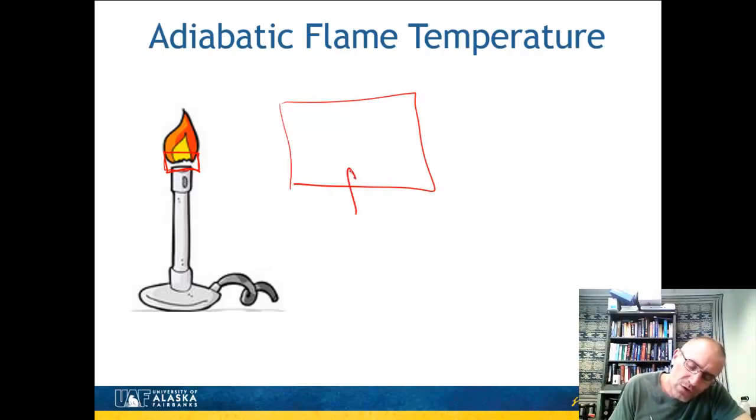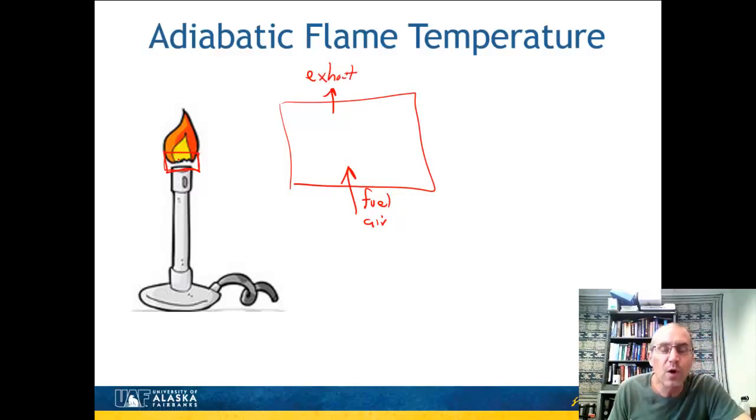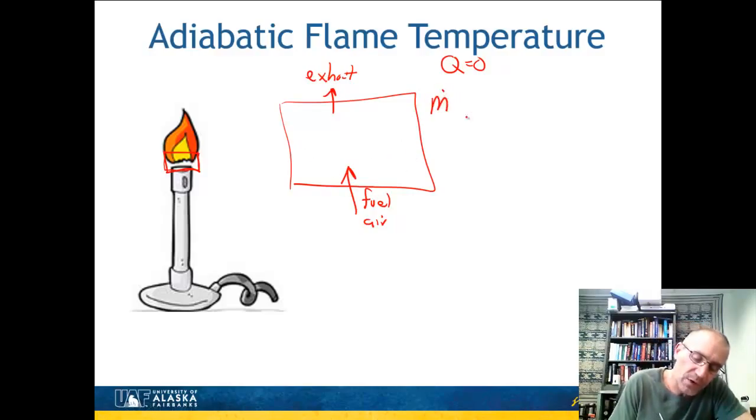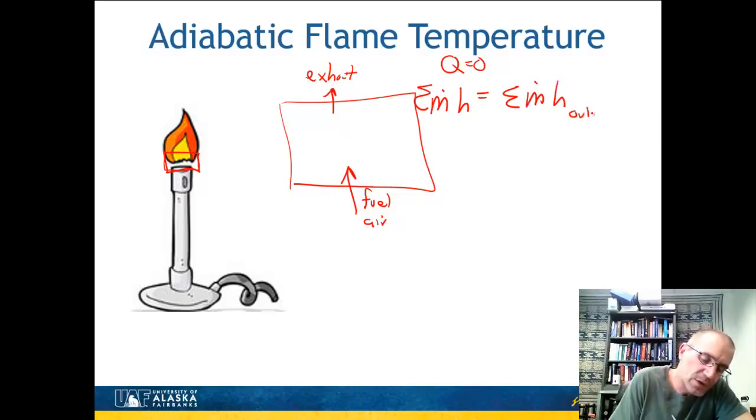What I would have is essentially fuel and air coming in, and then I would have exhaust coming out. And it's fairly small, so there's no chance for heat transfer. So it's more or less adiabatic. We can say Q is equal to 0. And so now this is an open system. The energy going in is going to be the mass flow rates going in times the enthalpy going in. So I'll sum over that. Everything going in is going to be equal to the summation of the mass flow rates times the enthalpy of everything going out. So in is equal to out.